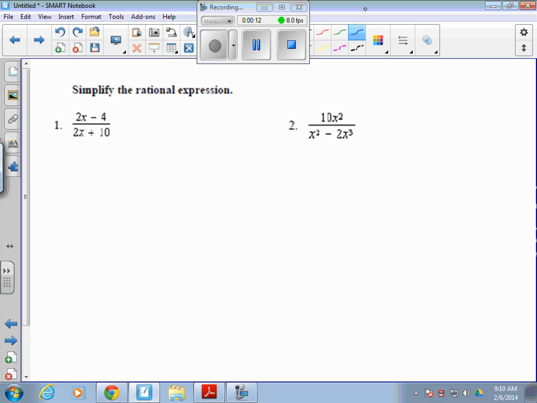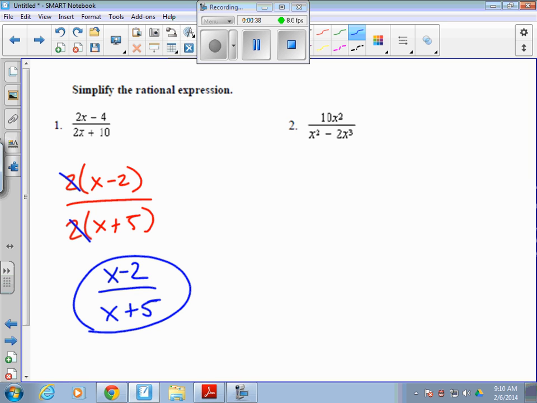Number 1 says (2x minus 4) over (2x plus 10). You have to see what they have in common. On the top, they have 2 in common: 2 times x gives you 2x, and 2 times negative 2 gives you negative 4. They have 2 in common on the bottom as well: 2 times x and 2 times positive 5. Yeah, this one looks a whole lot like the bell work, not a coincidence. Cancel out 2 over 2. X minus 2 over x plus 5.